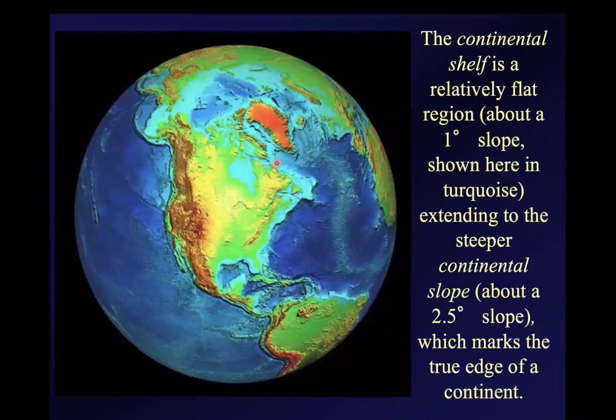And the shelf may be wide or it may be very narrow. You can see it's pretty wide on the east coast of the United States and Canada. It's very narrow on the west coast, and there's various reasons for that.